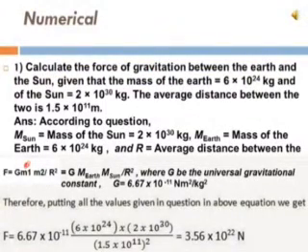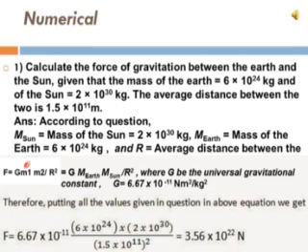Let me discuss the numerical part. First question is, calculate the force of gravitation between the earth and the sun, given that the mass of the earth is equal to 6 × 10^24 kg and the mass of the sun is equal to 2 × 10^30 kg. The average distance between the two is 1.5 × 10^11 meter.